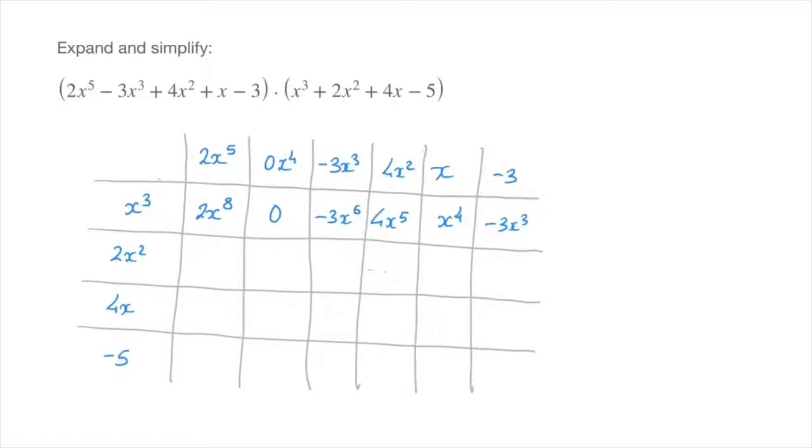And we do the same for each of the rows of this table. So for the first cell in the second row, that would be 2x squared times 2x to the power of 5, which equals 4x to the power of 7. And carrying on this way for all the cells inside this table, we obtain the following.